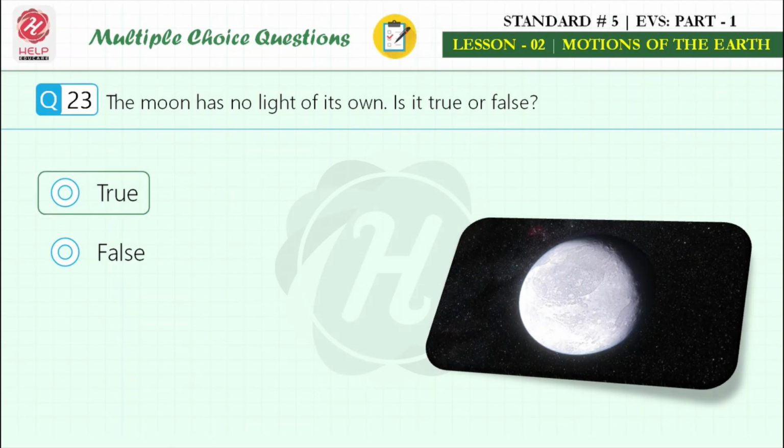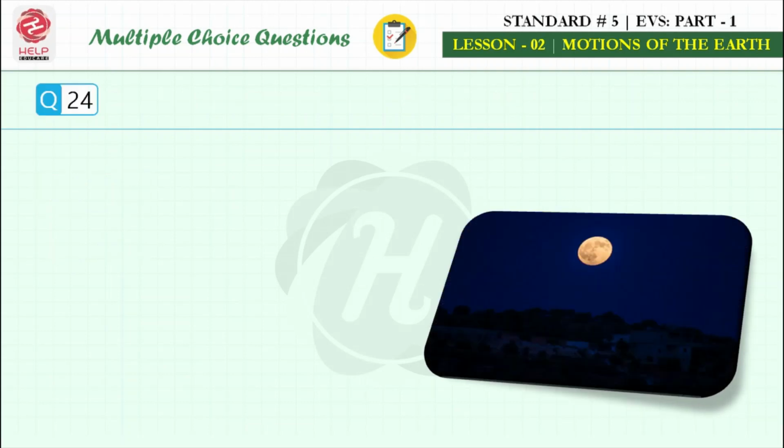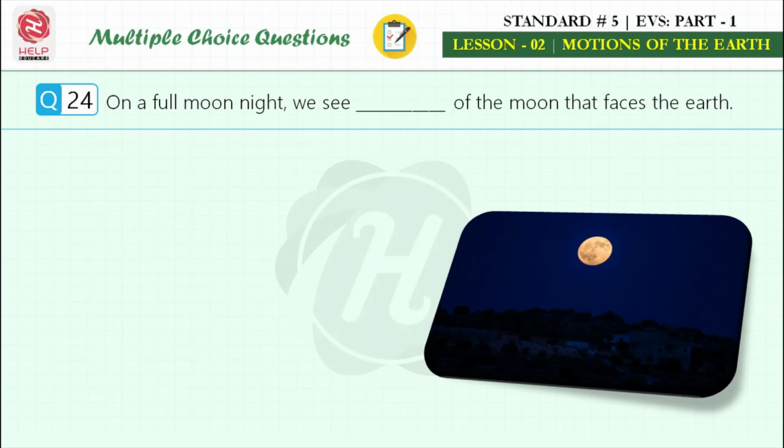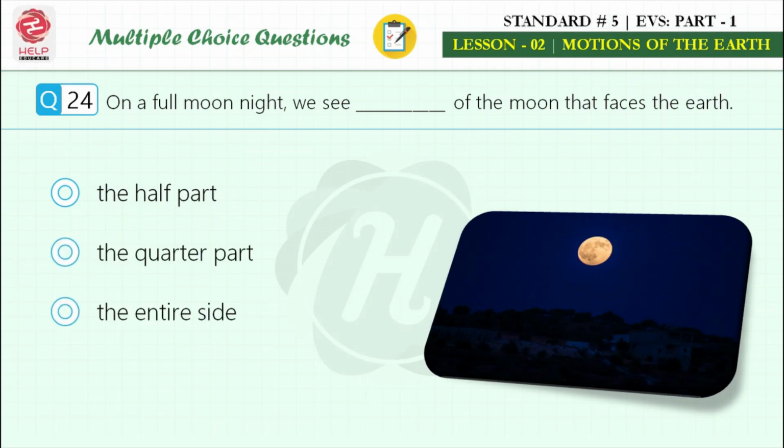Correct answer is true. Question number 24. On a full moon night we see dash of the moon that faces the earth. First option, the half part. Second option, the quarter part. Third option, the entire side.